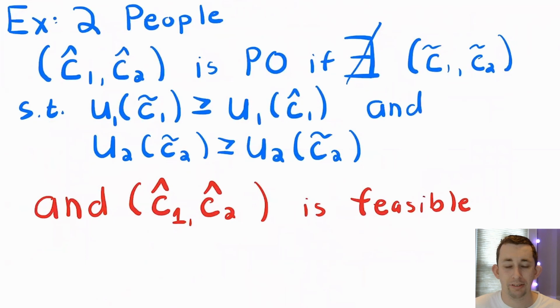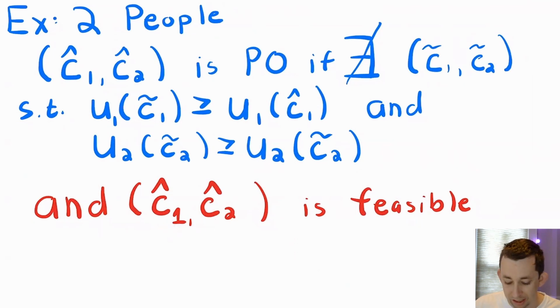To make that intuitive definition a little more rigorous, a little more mathematical, we're going to use some notation. An allocation between two people, C1, C2 with these little party hats, is Pareto optimal if there does not exist some other allocation C1, C2 with little tildes over them, such that the utility of the first person of the new allocation C1 tilde is greater than or equal to their utility with the old allocation, and the second person is doing just as well as they were before. That's just what we said before. Again, you can't increase one person's utility without making the other person worse off.